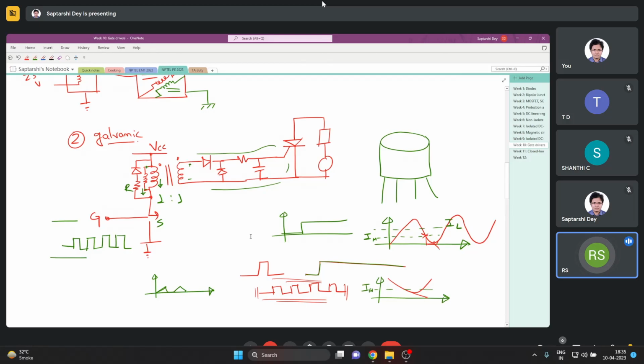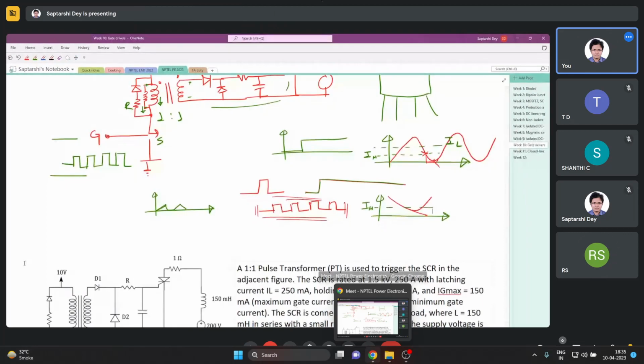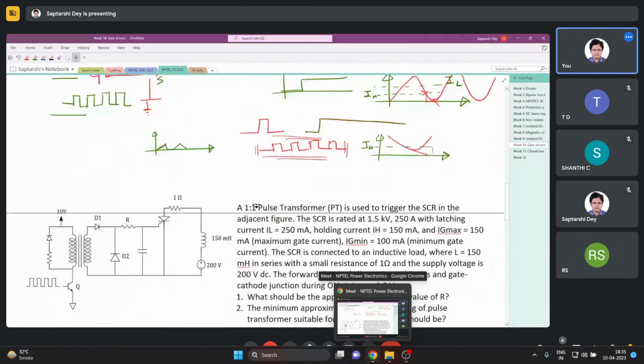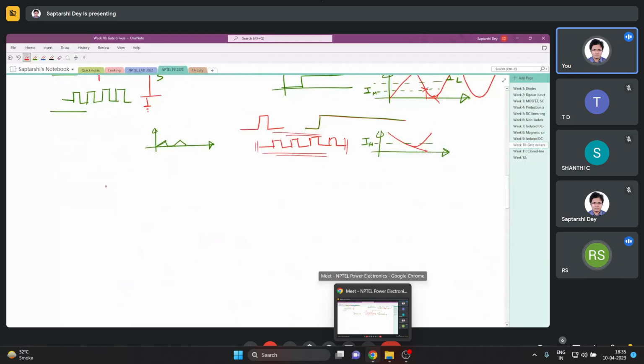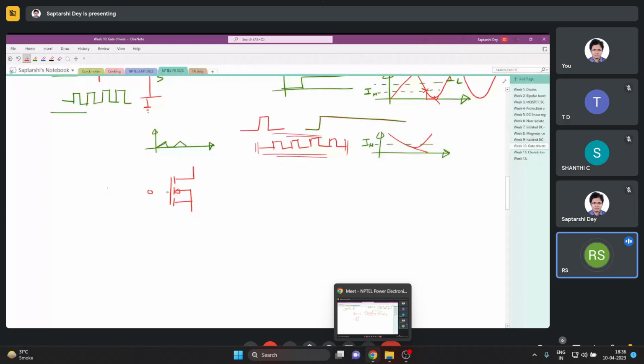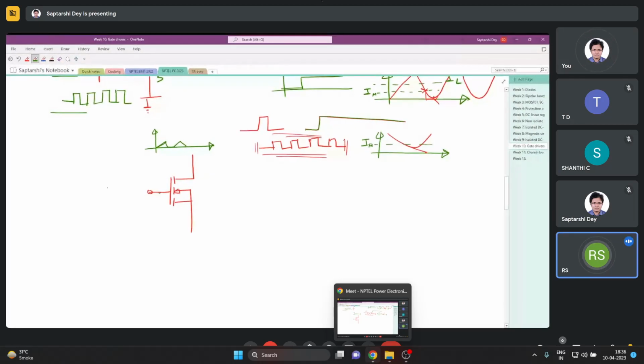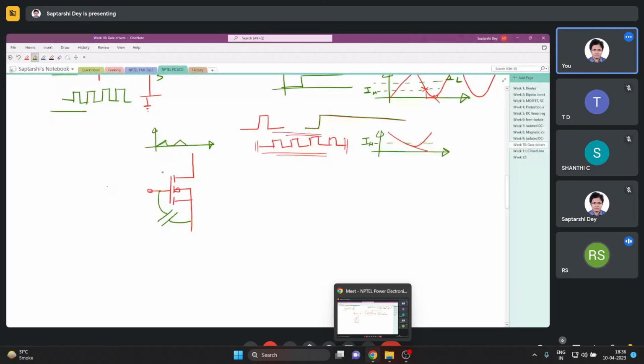Sir, anyway, for MOSFETs, we don't need this continuous current, right? No, because a MOSFET is not a current control device. For MOSFETs, we discussed the capacitors some time back. You may remember, there are three capacitors: gate to source, gate to drain, and drain to source.